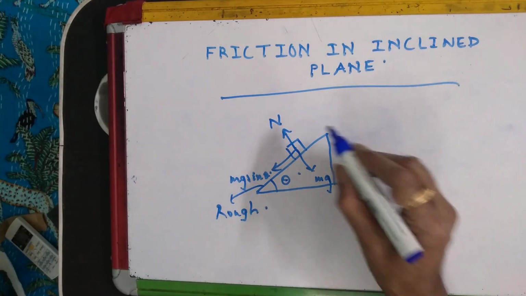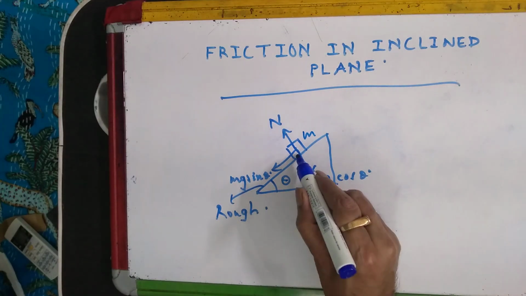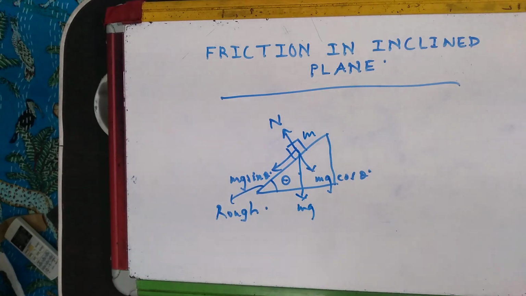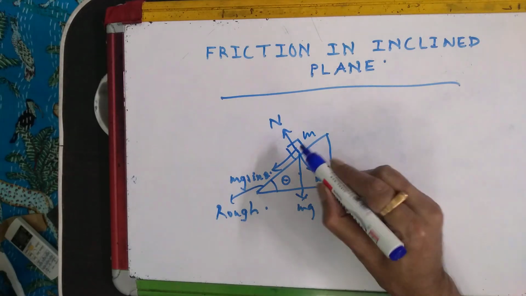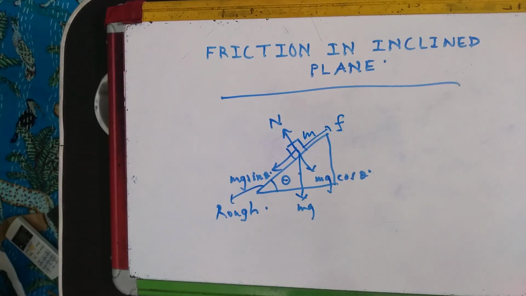As you can see, there is a block of mass m kept on an inclined plane. The weight mg acts down. If I break it into components, then mg sin theta would be acting down the plane, which would be accelerating the block down the plane, and a friction force would oppose this motion as long as possible.